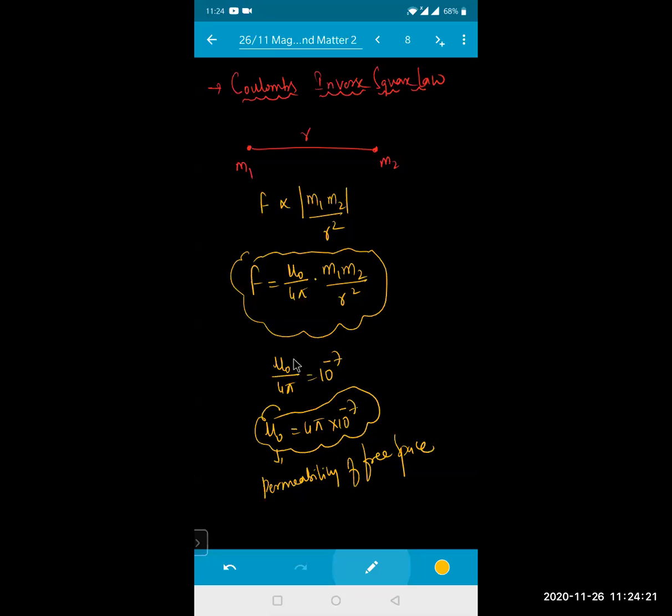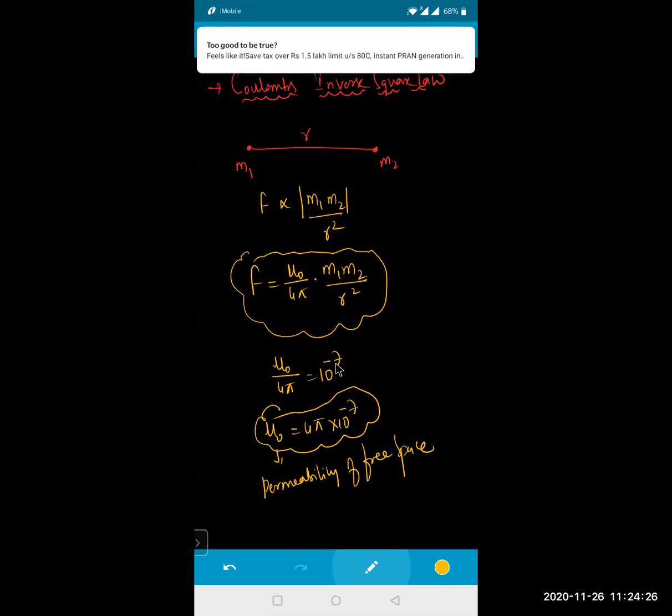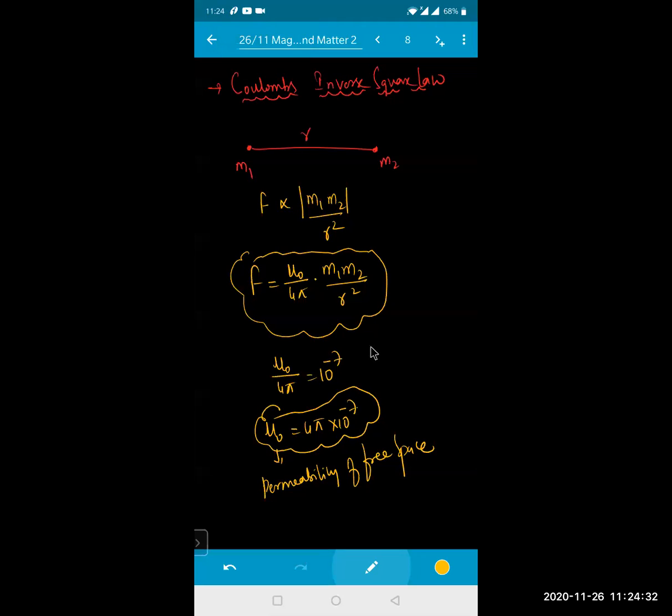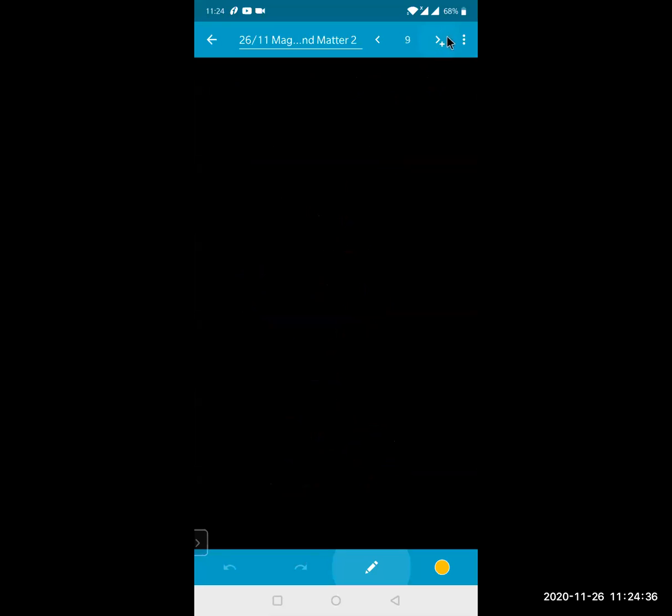If we take this value and substitute it here, the 4 gets cancelled, that is, 10 to the power of minus 7 is your answer for the given condition. Is that clear for everyone? Sure. Now let us come to the next topic.